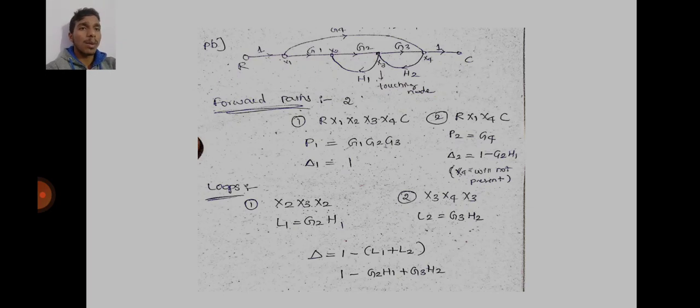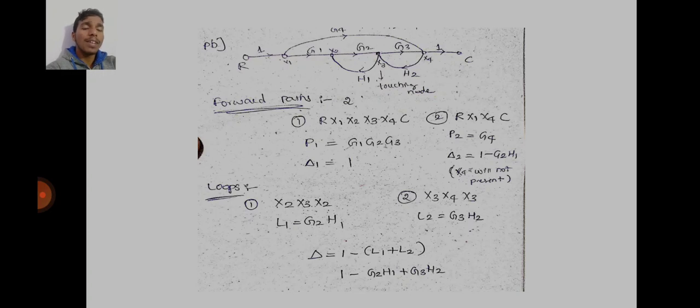Let's solve the second problem also. This is also the same, to determine the transfer function for the signal flow graph shown below. Here we have two forward paths. One is R, x1, x2, x3, x4 and C, and the gain for this forward path is G1, G2, G3 into 1, that is G1 G2 G3, and del 1 is equal to 1. After removing this forward path we do not have any loops, so del 1 is equal to 1.